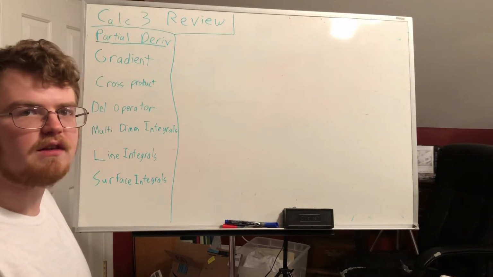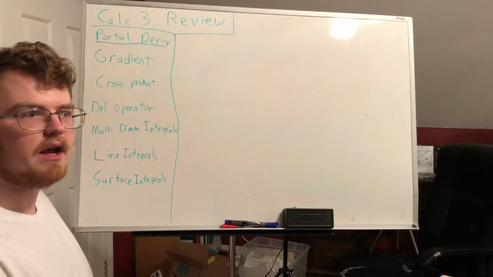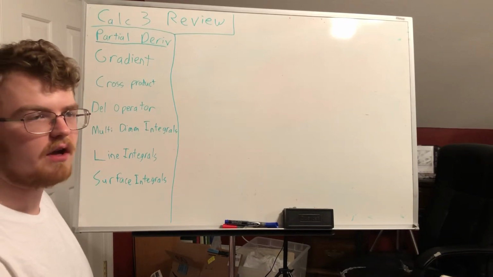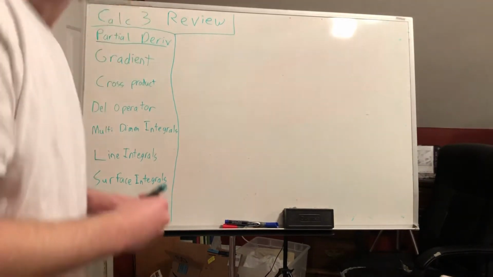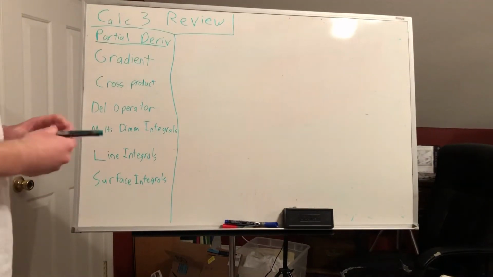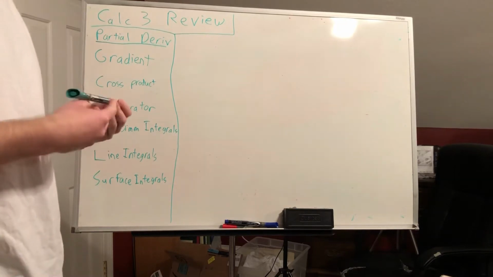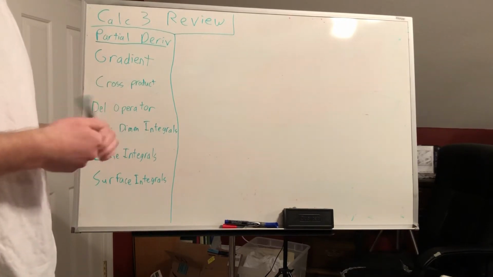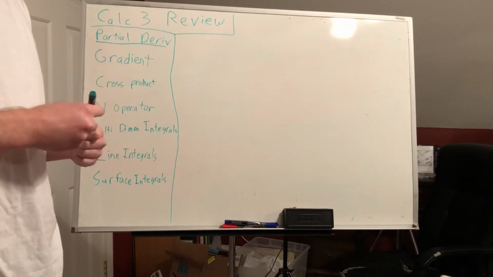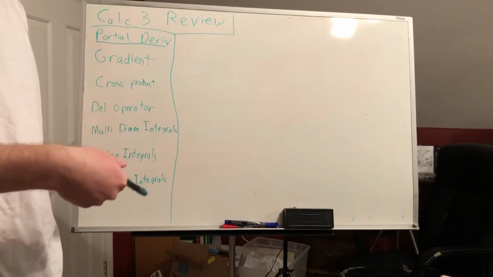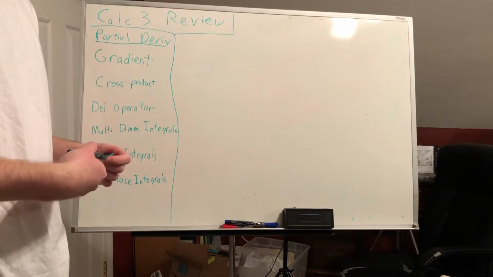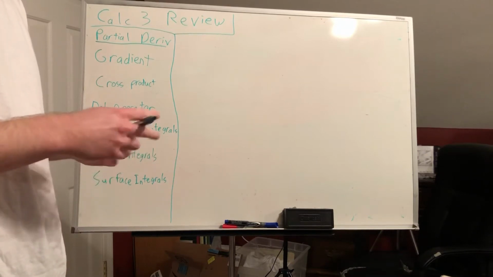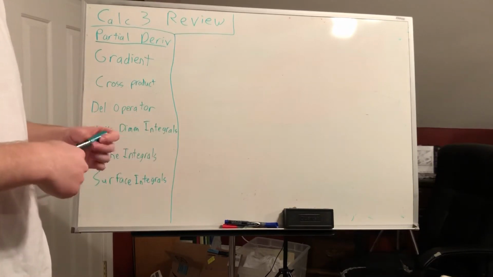I don't think any of these will be too difficult, and I'm just going to go through the basics of them for each one. So the first one is partial derivatives. The idea of a partial derivative is, if you have a function that depends on more than one variable, you want to take the derivative with respect to a particular variable.